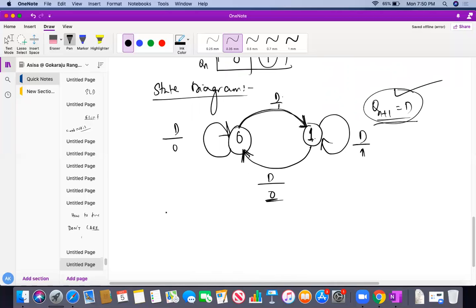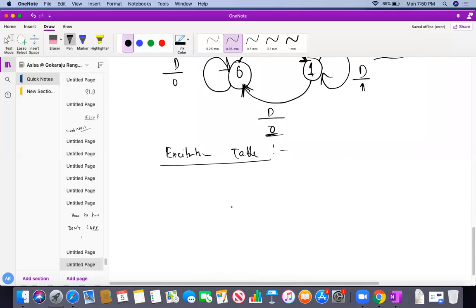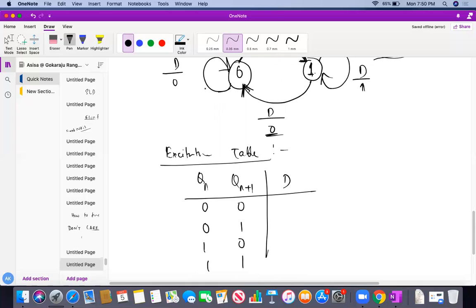Okay, next one is what we have drawn, this is my state diagram. Next one is the excitation table. What does the excitation table tell me? The excitation table tells me the relationship between the present state and the next state in the presence of the input. So here the present state is Qn, the next state is Qn plus 1, and the input is D. The present state may be 0, next state 0, 0, 1, 1, 0, 1, 1. When it is 0 to 0, what is my D? 0. So obviously, Qn plus 1, blindly you can write down.